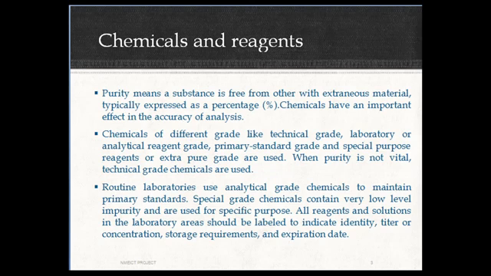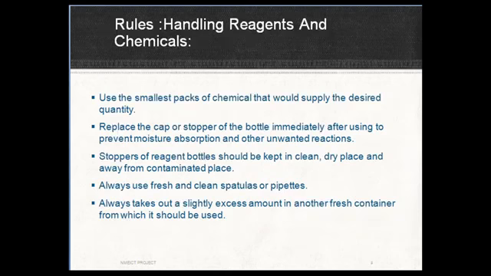When purity is not vital, technical grade chemicals are used. Routine laboratory use analytical grade chemicals to maintain primary standards. Special grade chemicals contain very low levels of impurity and are used for specific purposes. All reagents and solutions in the laboratory area should be labeled to indicate identity, titer or concentration, storage requirement, and expiry date. The following rules must be followed while handling reagents and chemicals.